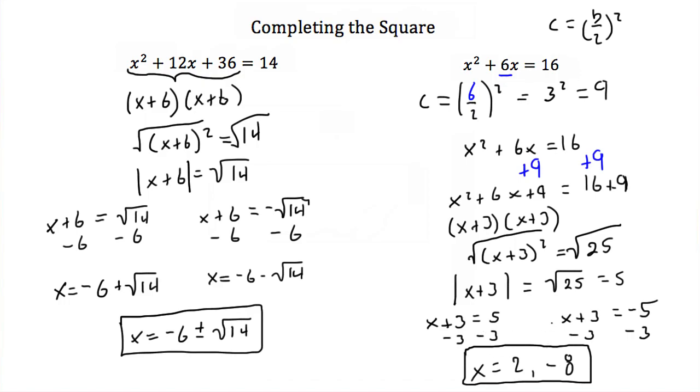But we got these solutions from our factored form of our equation, which was x plus 3 squared equal to 25. And we got that factored form by forcing the left-hand side of our equation into a perfect square trinomial. So since we forced it into a perfect square trinomial, that's called completing the square.